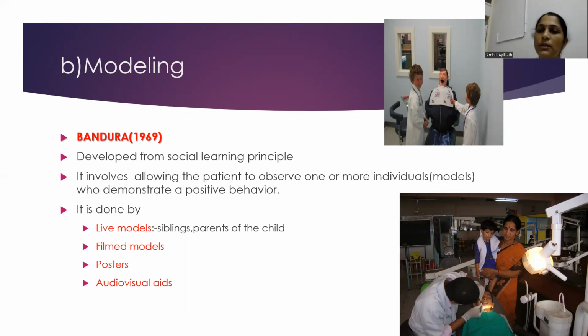Live models can be the patient's own siblings, such as an elder sibling, where we make the elder sibling sit and we perform some treatment so that the patient can watch what it is. Or the parents of the child. Then film models can be used, or posters or audiovisual aids like video. In this picture, you can see a child viewing his elder sibling's treatment.